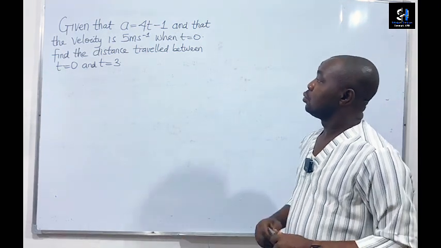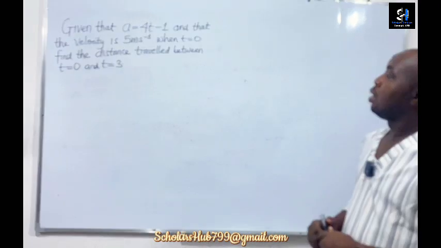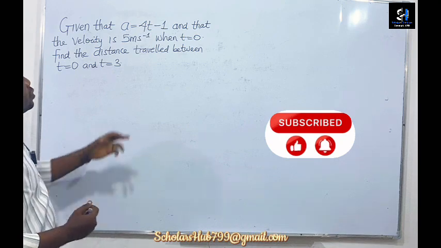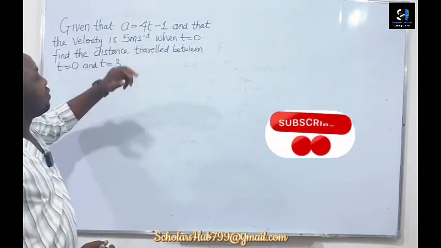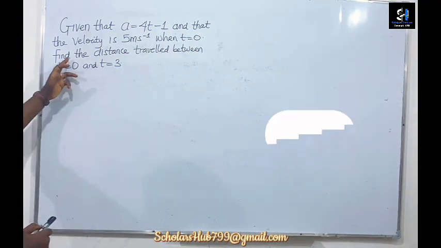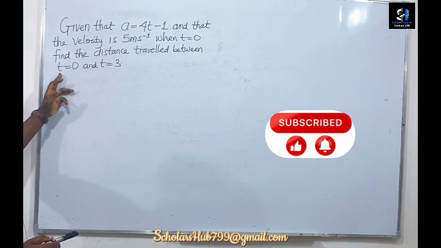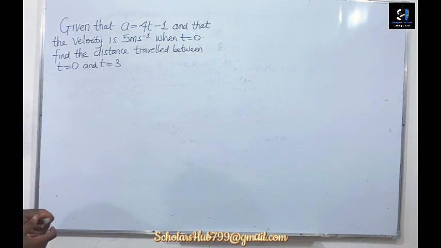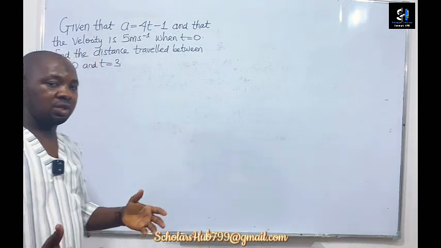Let's walk through this physics challenge on the board. All right, so we are given that a equals 4t minus 1 and that the velocity is 5 meters per second when t equals 0. Find the distance traveled between t equals 0 seconds and t equals 3 seconds. All right, so the first thing to do is to find the velocity equation.